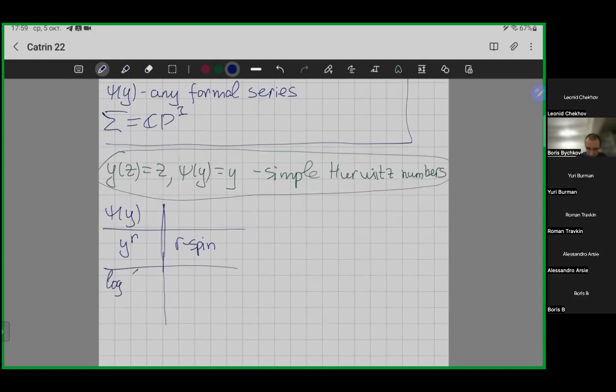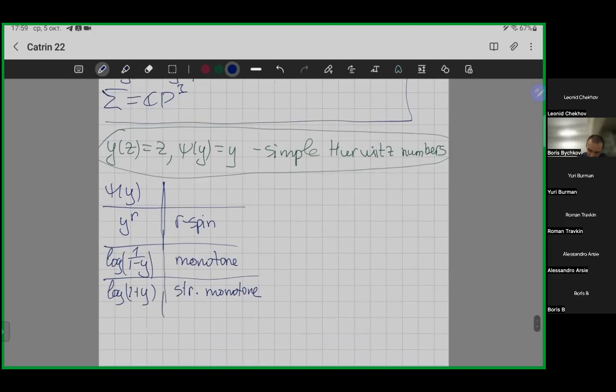Log 1/(1 minus y) gives monotone Hurwitz numbers. Log 1 plus y gives strictly monotone Hurwitz numbers. Bousquet-Mélou–Schaeffer numbers are also obtained in such a way. Log (1 plus y) to the power m gives maps and hypermaps also.